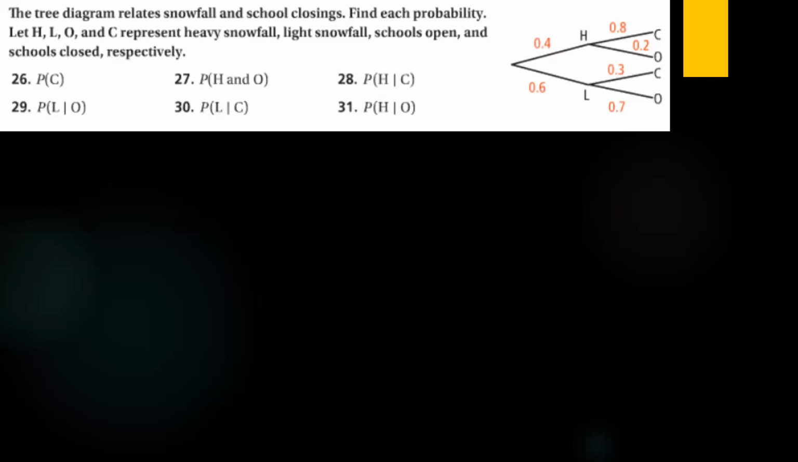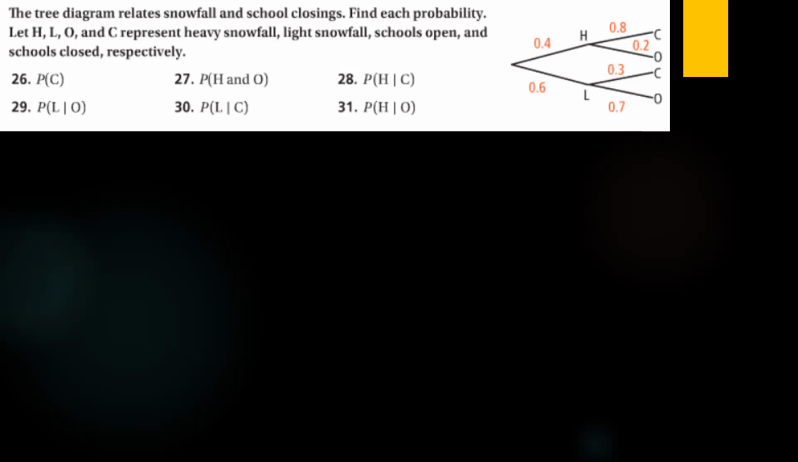In some countries, if they have snow, the school will either open or be closed. So here they made a survey and found that if we have a heavy snowfall, the probability of it is 0.4. And if you have light snowfall, it is 0.6.